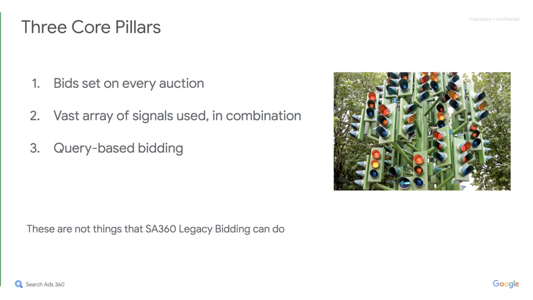Just as a summary, there are 3 core pillars in auction time bidding. The bids are going to be set on every auction, instead of 4 times per day as used by intraday bidding or legacy bidding. We are going to be using a very large, rich set of signals used in combination, not only the signals available in search ads. And the bidding is done at query level, not a base bid with the bid modifiers on top. So these are things that we can only do with auction time bidding.